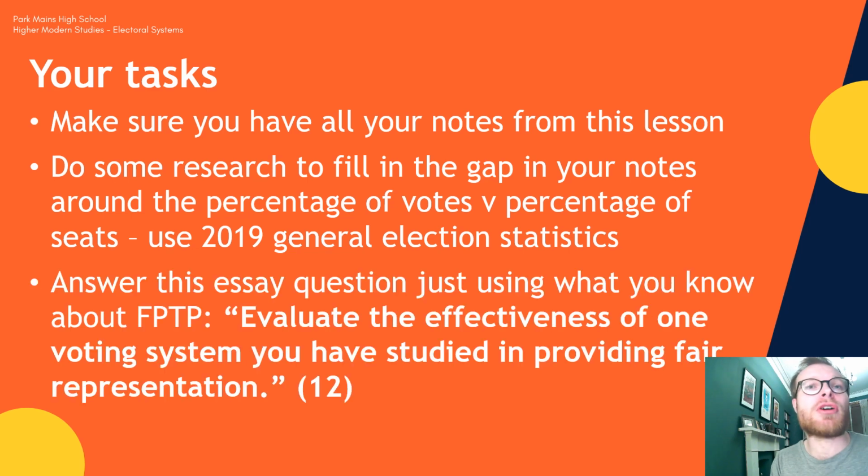And then the last task I want you to work on is to have a go at a 12-mark question. For this question, you only need to know one voting system. You only know one voting system so far, which is first past the post. The question is, evaluate the effectiveness of one voting system you've studied in providing fair representation. So this kind of question is asking you to evaluate how effective a voting system is at being fair. So you want some arguments for why it is fair, and some arguments for why it isn't fair, and your examples as well. You might need to look up some more examples for this, but you should have enough in the slides to get you started with that.